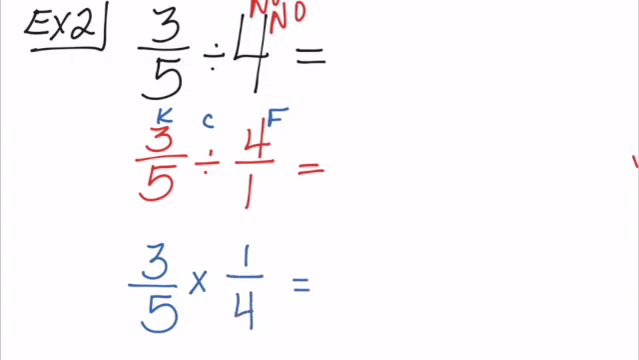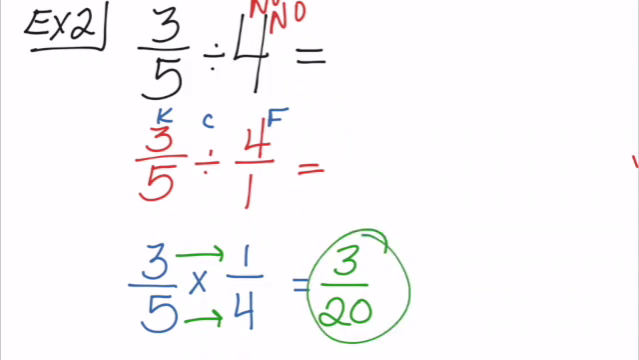So now we just multiply straight across. 3 times 1 is 3. 5 times 4 is 20. Check to see if you can simplify, and you cannot. So we're stopping there. That's our answer, 3/20. 3/5 divided by 4 equals 3/20.